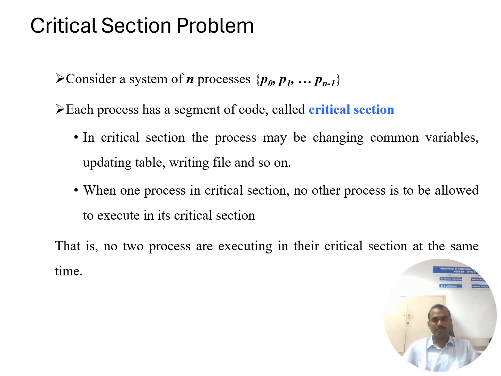When one process is in its critical section, no other process is to be allowed to execute in its critical section. This is the most important line. When one process is in its critical section, no other process is allowed to execute in its critical section. That is, no two processes are executing in the critical section at the same time.